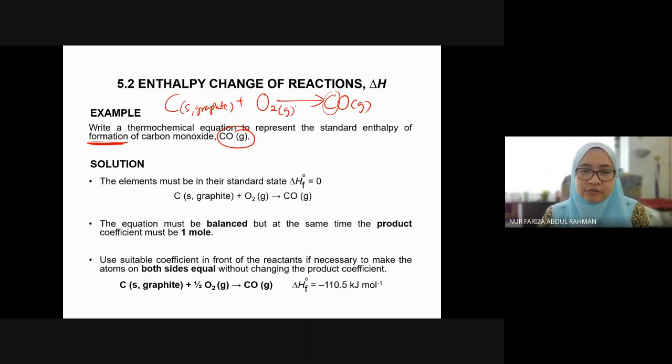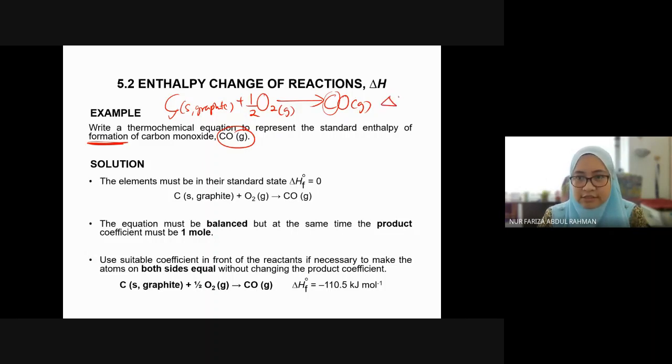Next, kita balancekan. So, how do we balance it? Kita tak boleh usik. We cannot alter the coefficient on the product side. So, carbon is already balanced. Oxygen is yet to balance. So on the product side kita ada 1, on the reactant side kita ada 2. So nak balancekan dia, kita kena tambah coefficient 1/2. Half lah ataupun 1/2. So this is our thermochemical equation to represent the standard enthalpy change of formation.